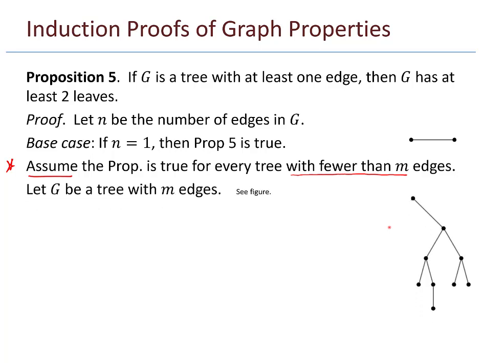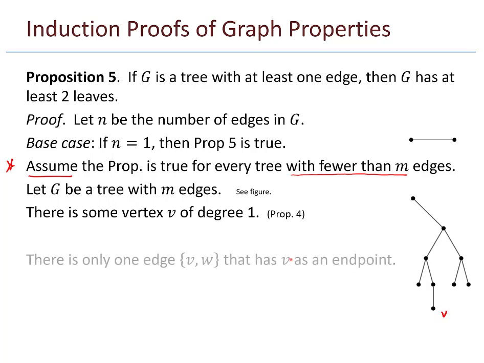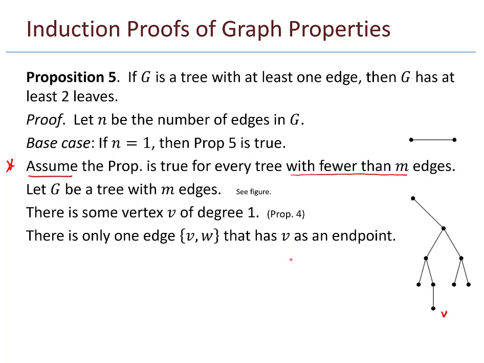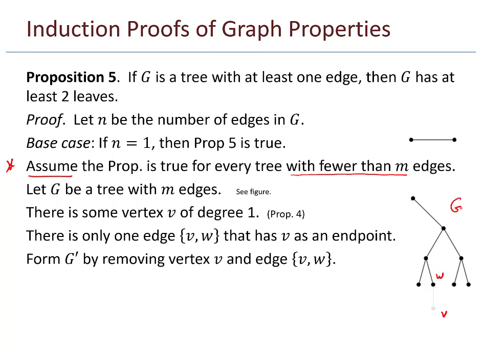I'm going to let G be a tree with m edges. And I want to prove that the proposition is true for this tree. Well, there is some vertex v of degree 1. That's what Proposition 4 told us. Here we go, I'll label this. How about v will be the vertex at the bottom. And since it has degree 1, there's only one edge that has v as an endpoint. So call that edge vw, and so w must be the vertex that it's connected to. Let's do this. I'm going to form a new graph G' by removing vertex v and the edge it's connected to. So upon removing that, I get the graph G'.